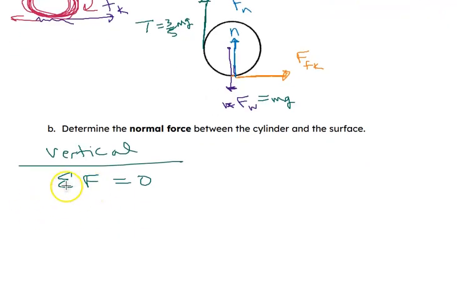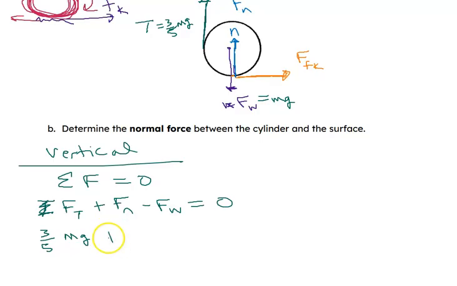So you probably get a point for saying the forces are balanced, and then you have the force of tension plus the force of the normal minus the force of the weight, and nobody's winning. And they told you the force of the tension was 3/5 mg. We're looking for the force of the normal, and the force of the weight is 1 mg.